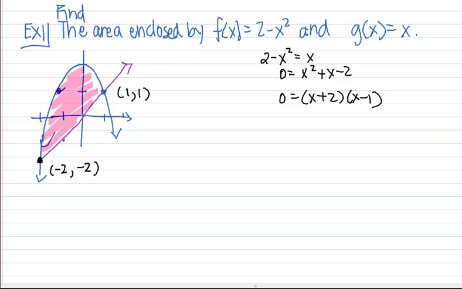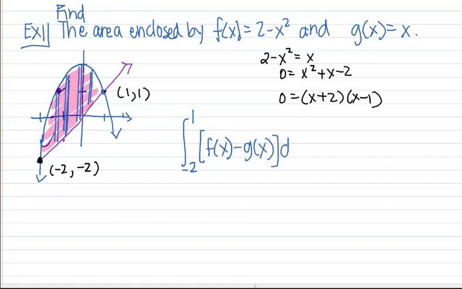So what we can do now is to find the area between the curves. Remember, these are like our Riemann sums. We're going to sum up all of these little rectangles. That's why we have our integral from negative 2 to 1 of f of x minus g of x, top minus bottom. So I have negative 2 to 1 of 2 minus x squared minus x dx.